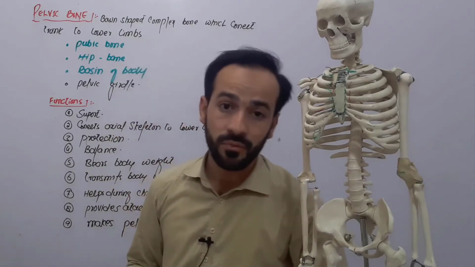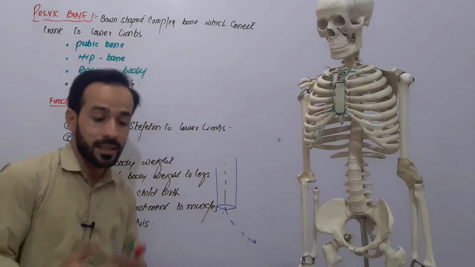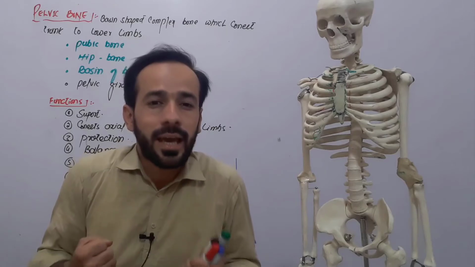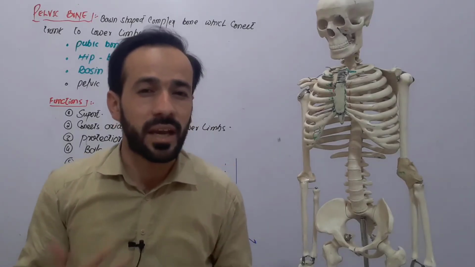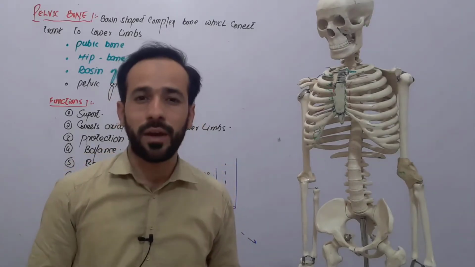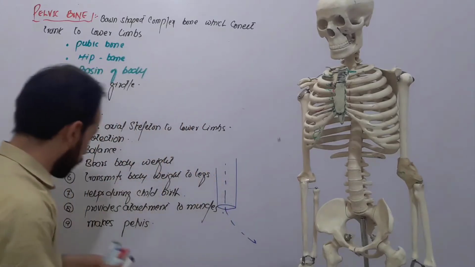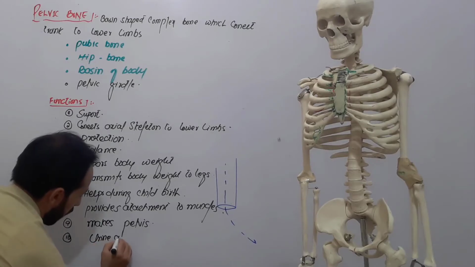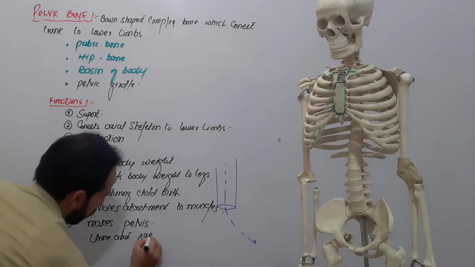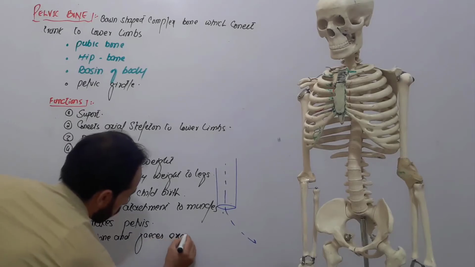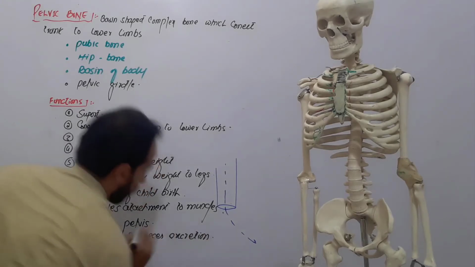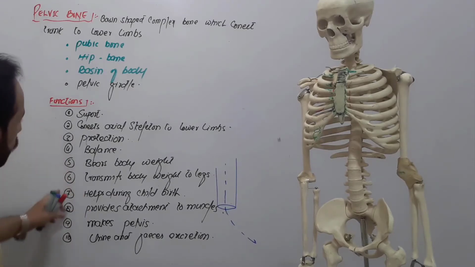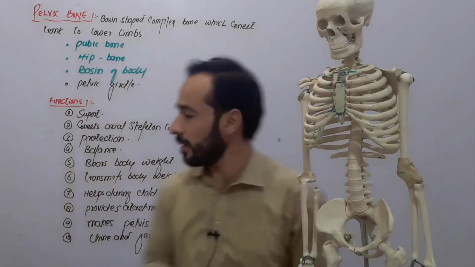And the most important function is that these bones have certain sphincters which help in the passage of feces and urine outflow, urine and feces excretion. So these are certain functions of the pelvic bone which it performs in our body.